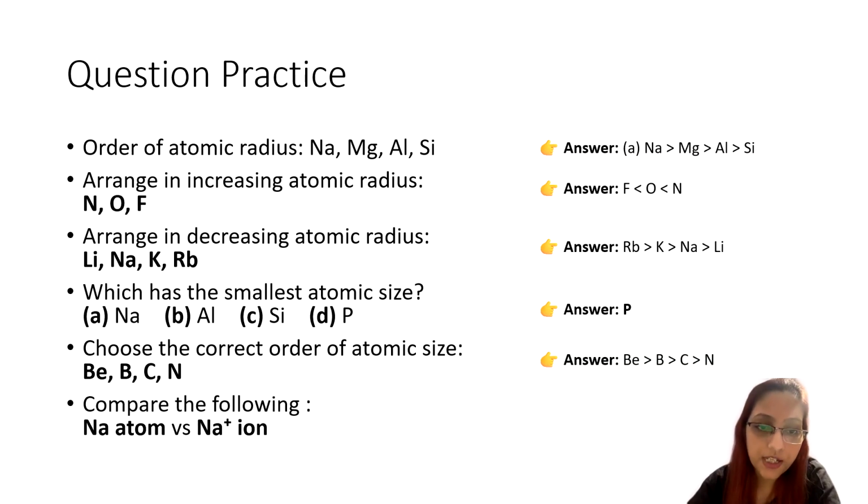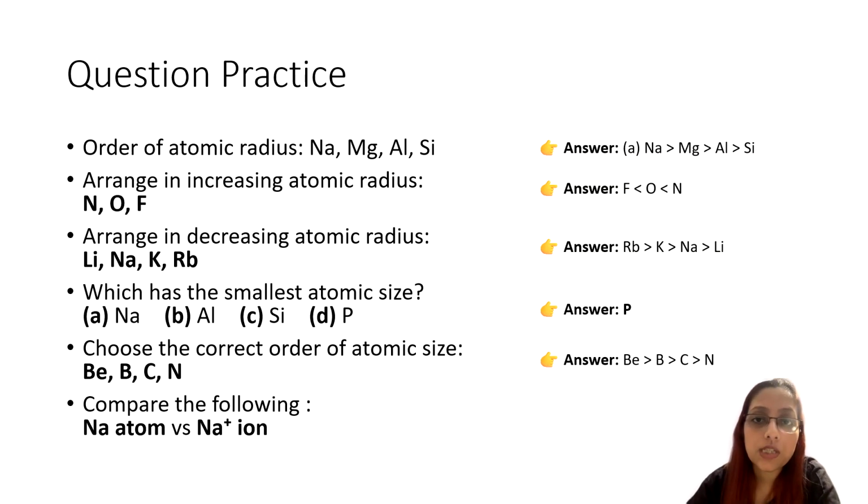Next question, compare the following: sodium atom versus sodium ion. This is an interesting question. Sodium is present in group 1, period 3, but when it loses an electron, it becomes a sodium ion. This is a cation. Its configuration ends in 3s1, if you remember correctly, the last electron is in the 3s orbital.